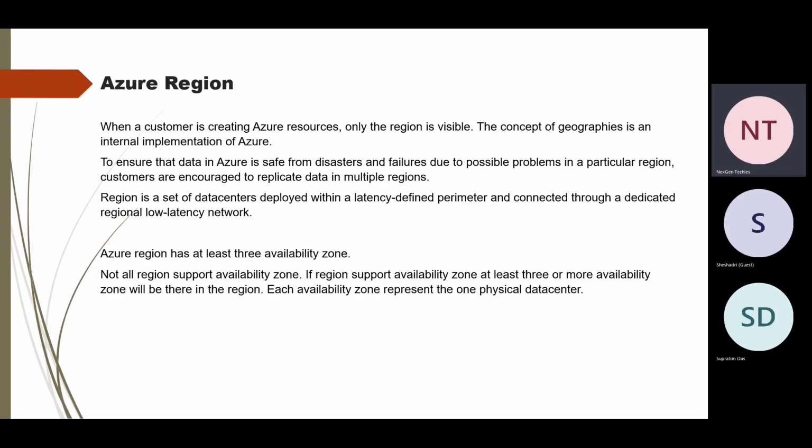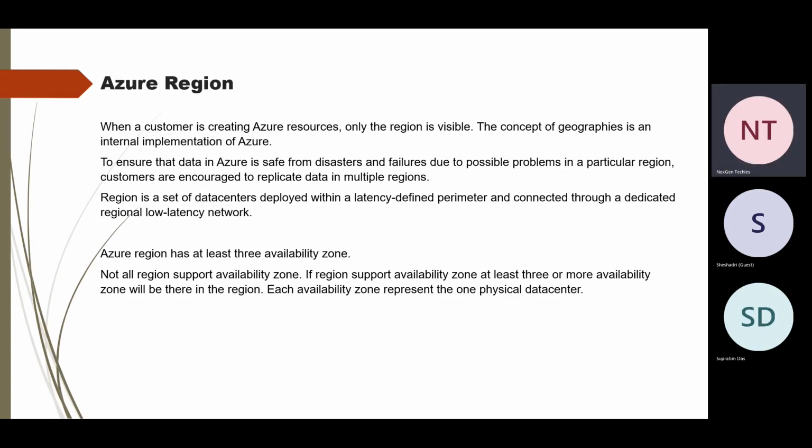Complexities are there. So just remember that geographic represents the countries. Within the geographic, we have multiple regions. A region represents the data centers. A region has at least one data center. Not all regions support availability zones. If the region supports availability zones, then that region should have at least 3 availability zones. Maximum can be 5.